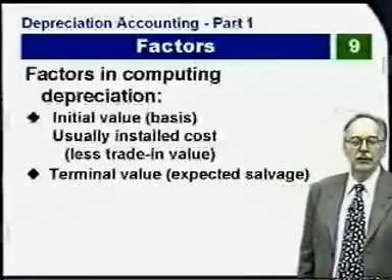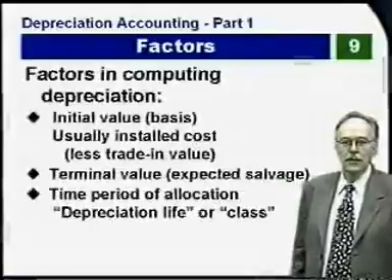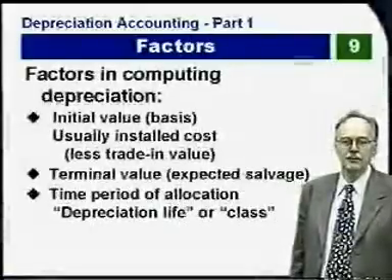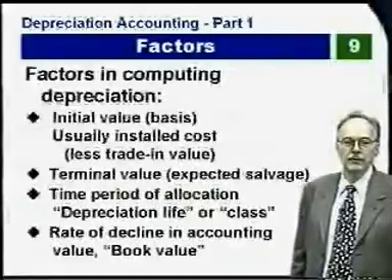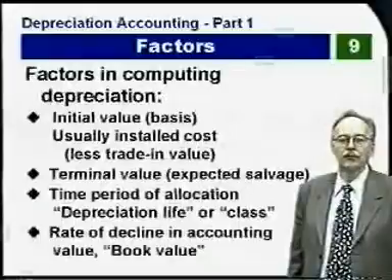The terminal value, or the expected salvage value, also goes into the computation. Then we have the time period of allocation. That's called the depreciation life or class. And finally, we have the rate of decline in the accounting value, or what we call the book value.